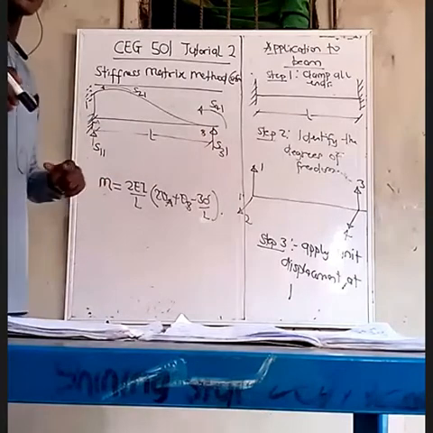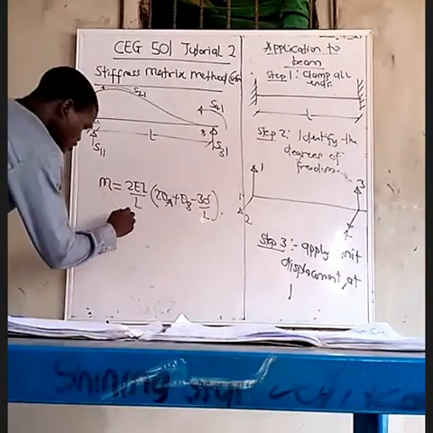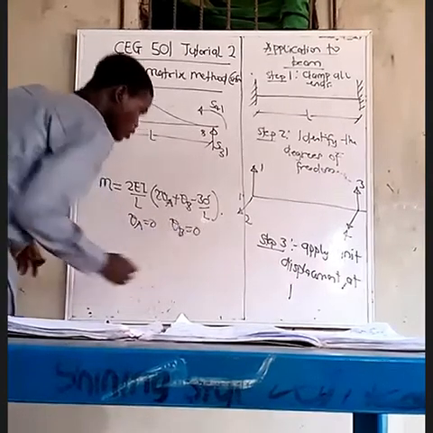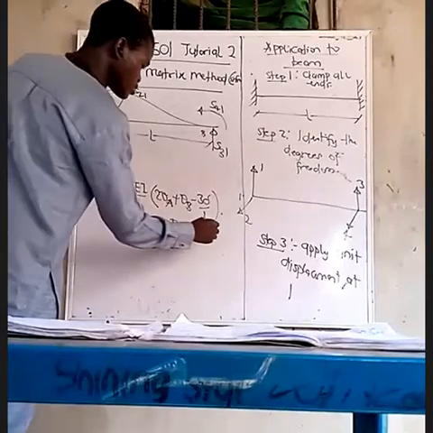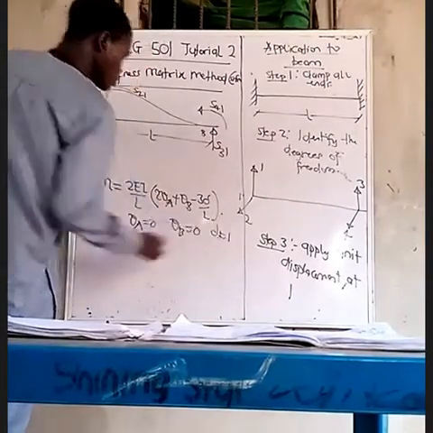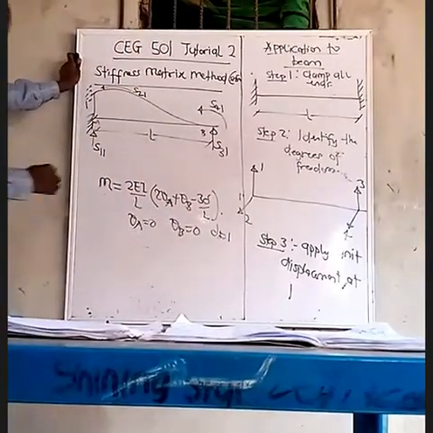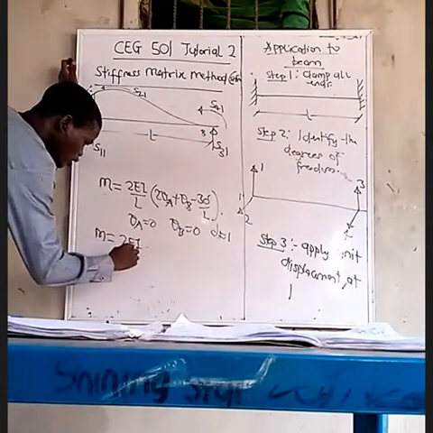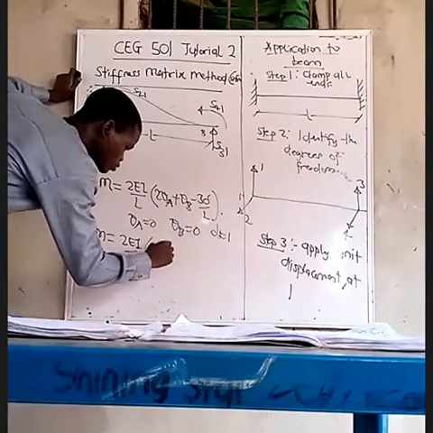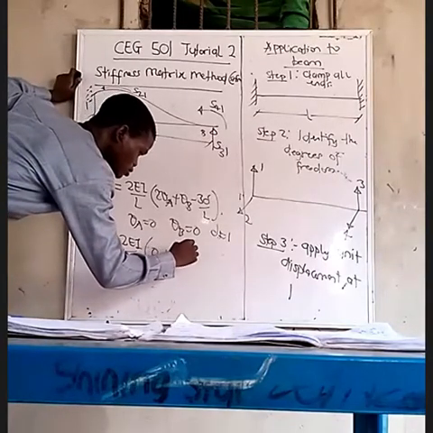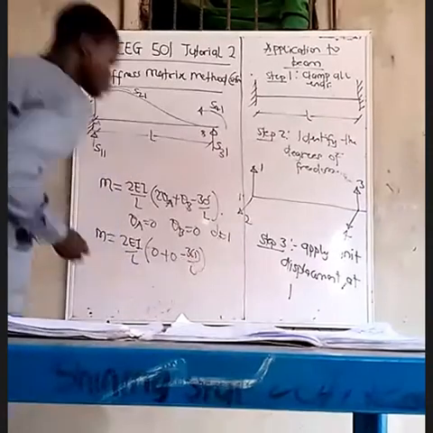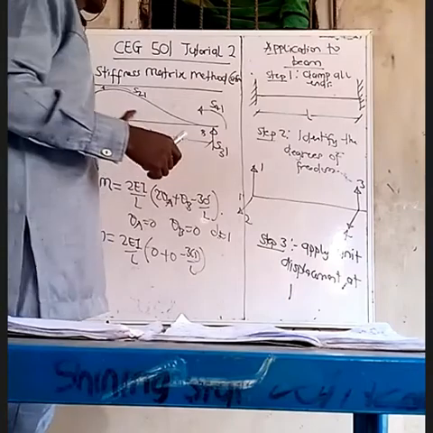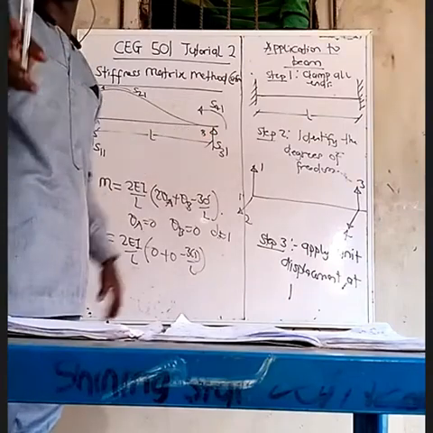Now, so if we have this now, don't forget the two ends are fixed. So if they are fixed, that means theta A is equal to 0, theta B is equal to 0, and delta that we are applying, a unit displacement, is what? 1. So that means that our moment will be equal to 2EI over L into bracket 0 plus 0 minus 3 times 1 over L.